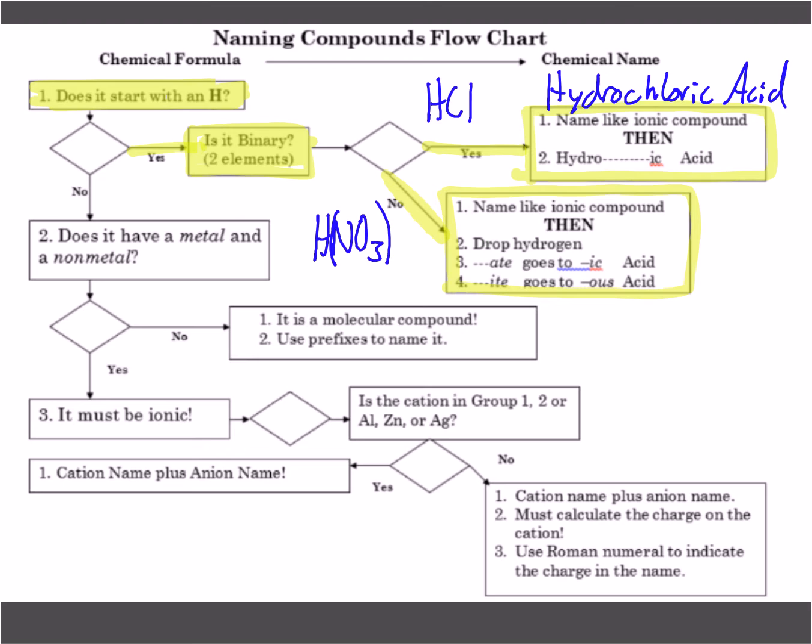like an ionic compound, how would we name this? Hydrogen nitrate is how we would name it if it was an ionic compound. We're going to drop the term hydrogen. So now we just have nitrate. Okay? Ate becomes what? Ic. So, guys, this is going to be called nitric acid. Nitric acid is what this would be called.